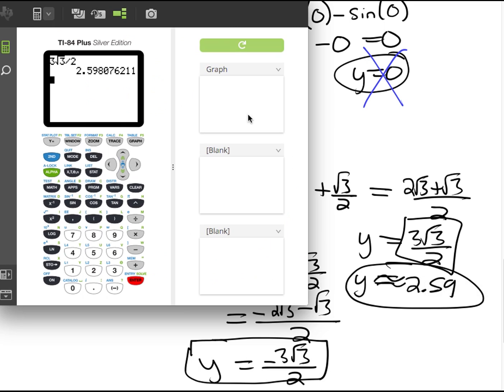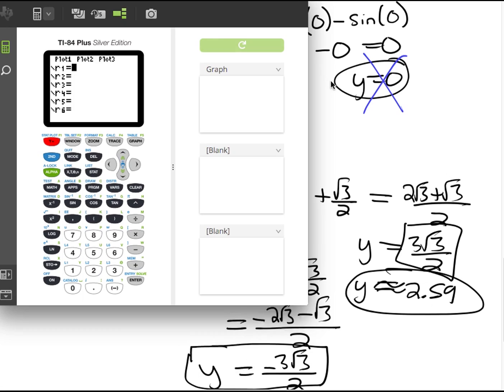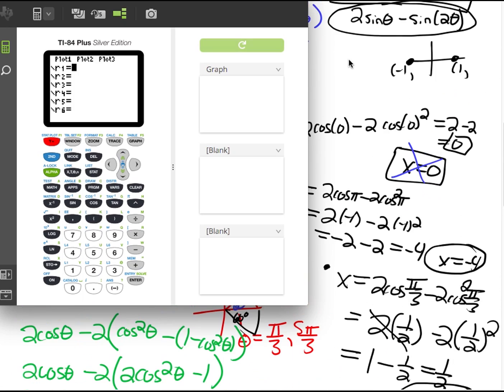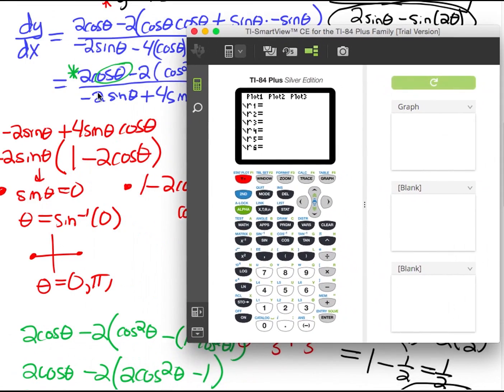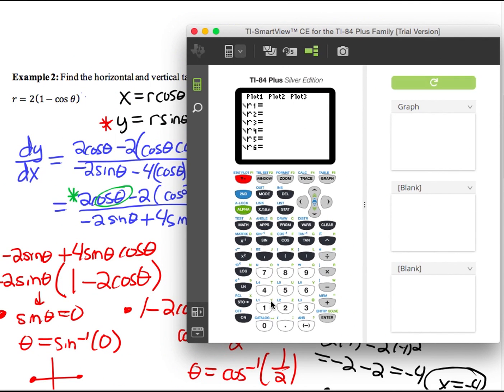So, time to go to polar mode. So I'm going to go down here to polar mode. Change it from parametric to polar. Go to y equals then. And what was our polar equation that we were investigating all that time ago when we started this problem out? It was 2 times the quantity 1 minus cosine theta.